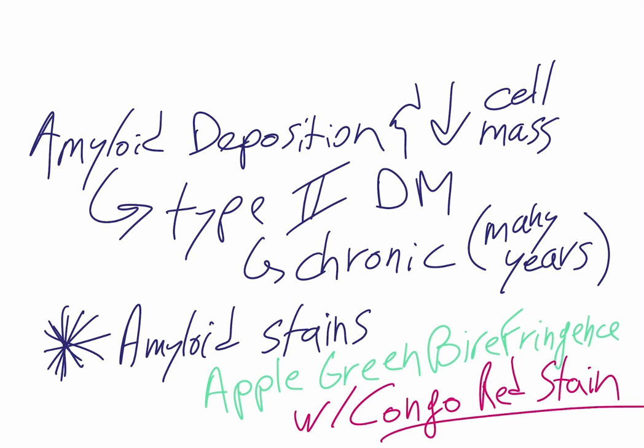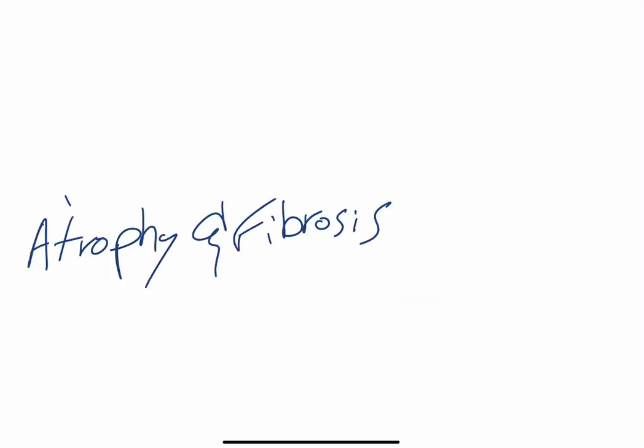Amyloid stains apple green birefringence with Congo red. This is buzzword stuff you have to know. You have to memorize that. So when you see amyloid or apple green birefringence with Congo red, you have to be able to connect those dots. Next up, atrophy and fibrosis.